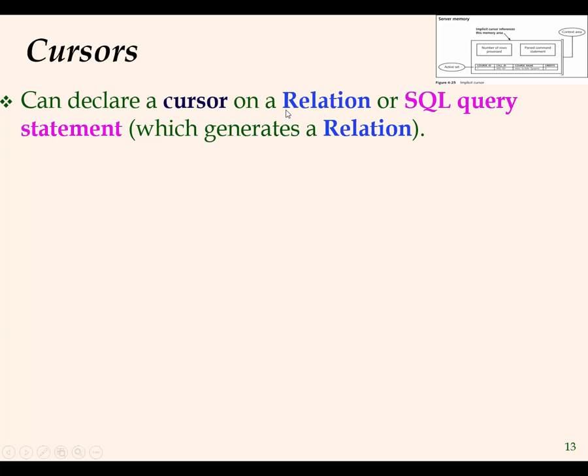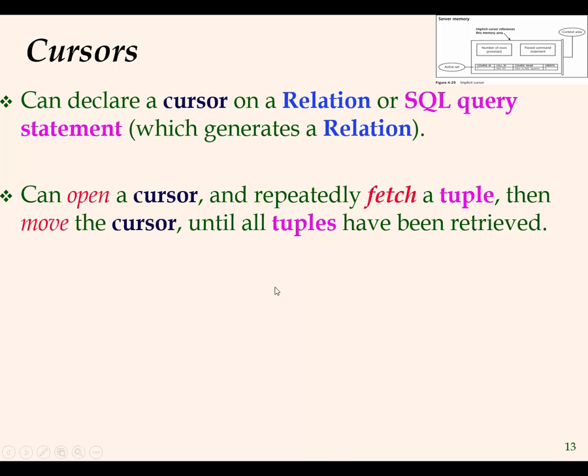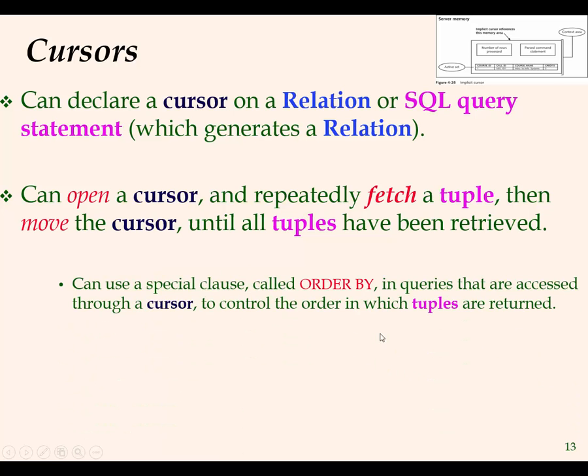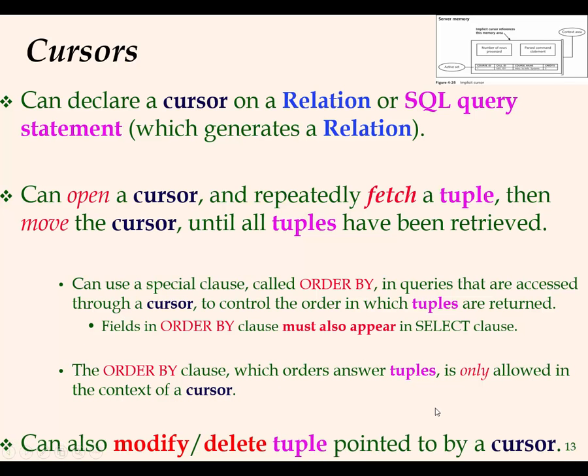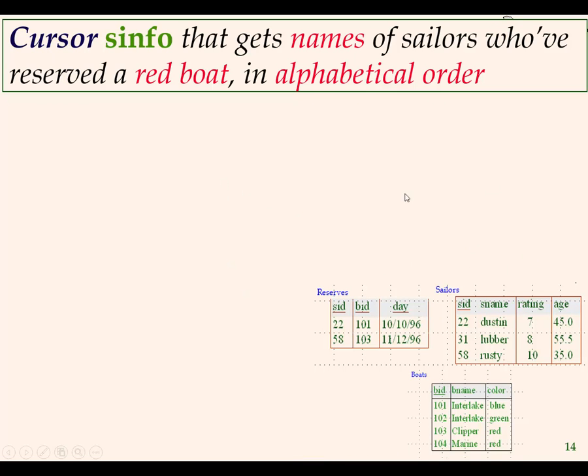To create a cursor on a relation or a SQL query, which of course creates a relation, you can open it, you can fetch a tuple at a time, you can move the cursor until all tuples have been retrieved. You can order them as well, and you have full access to that server memory, modify, delete, and so forth. So let's look at these 3 tables, and let's define a cursor called sinfo that gets the names of sailors who have reserved the red boat in alphabetical order.